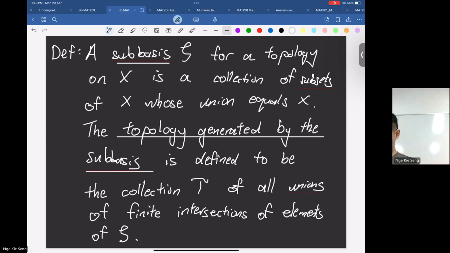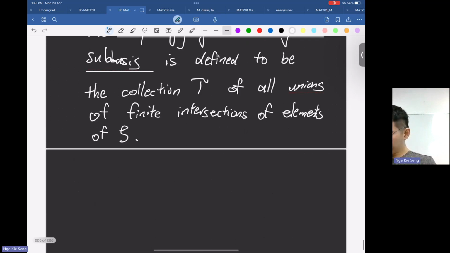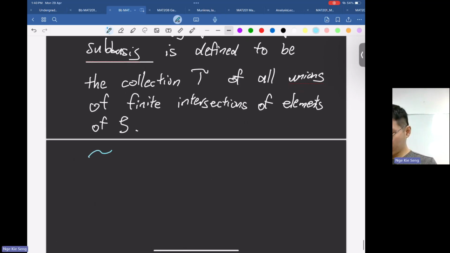So how should I write this? Maybe I can write it like this. T equals... I think it's not a good way to write it. First you have finite intersections, and then you can take arbitrary unions of them. Can you imagine what I am talking about?